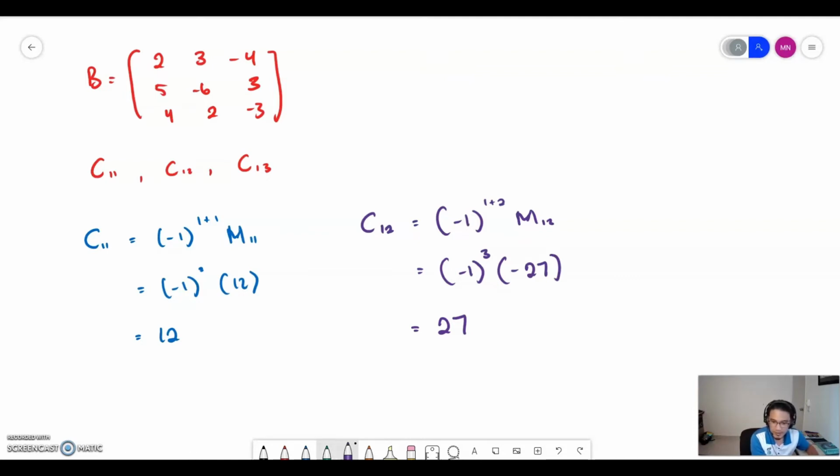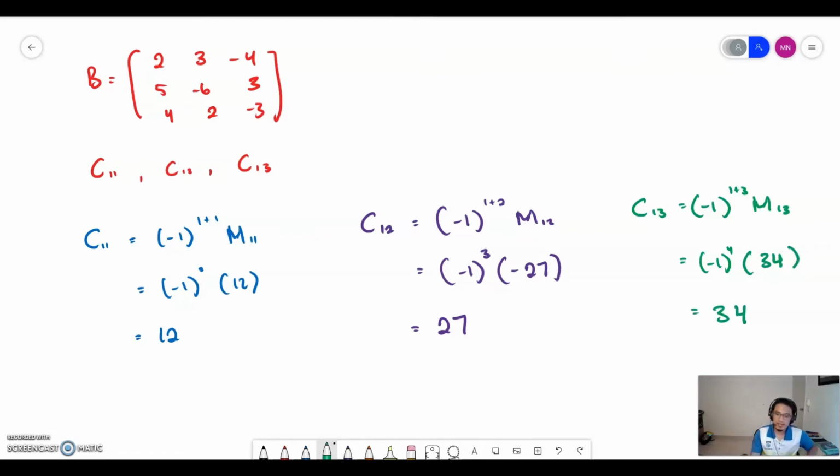We have done C12. Then for C13 is equal to negative 1 to the power of 1 plus 3, times the minor, 4 minus 1, 3. So negative 1 to the power of 4, and then minus 1, 3 is equal to 34. So this one will be equal to 34. That is the answer for cofactors C11, C12, and C13.